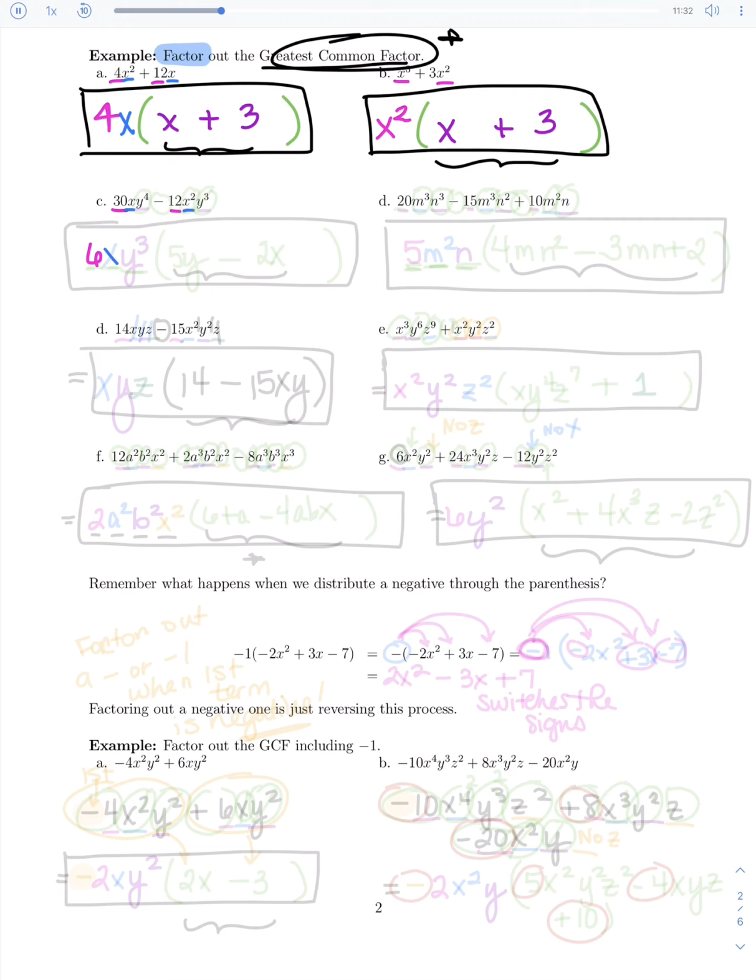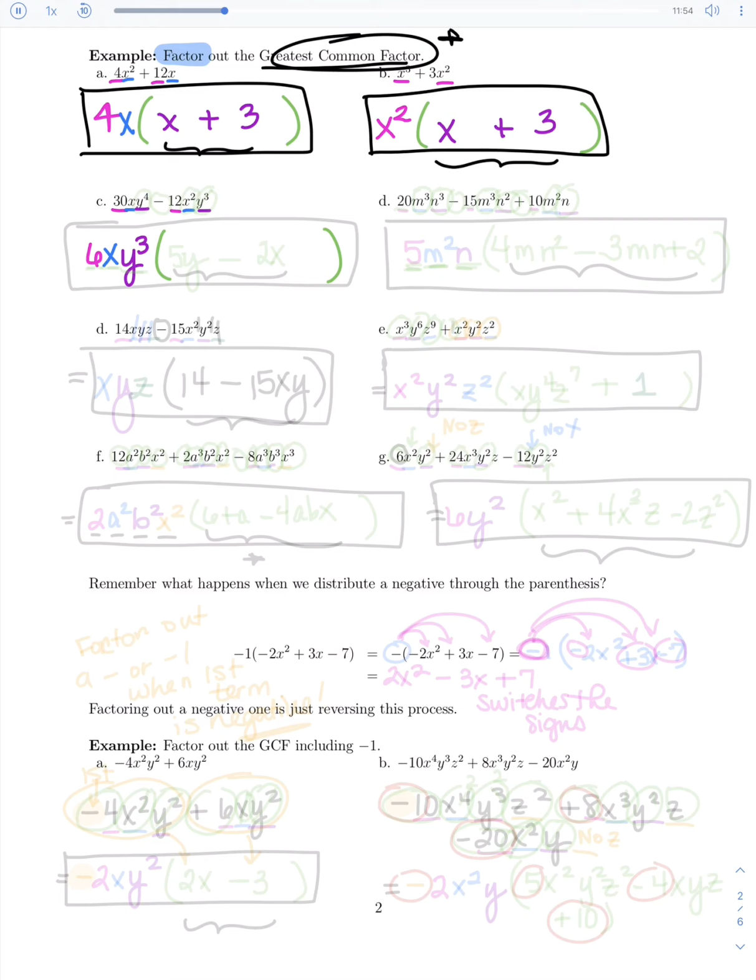So I can only pull out one x from each piece. Now let's look at the y's. Well, the y's, I've got a y to the 4th and a y to the 3rd. So I can pull out at most 3 y's from both of the terms. And then my leftovers will go inside a set of parentheses to save for later.